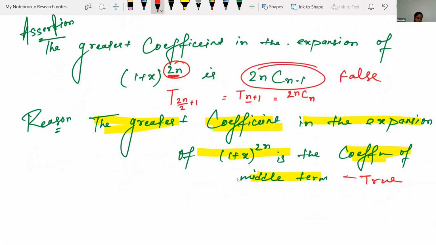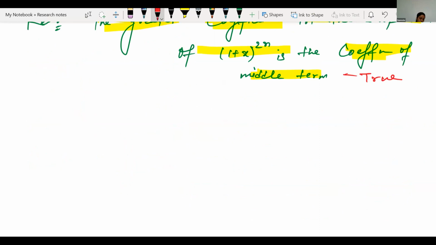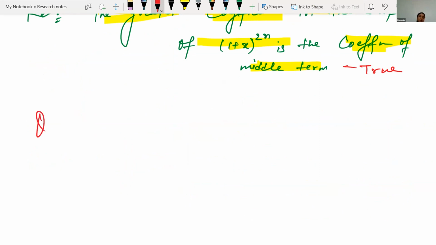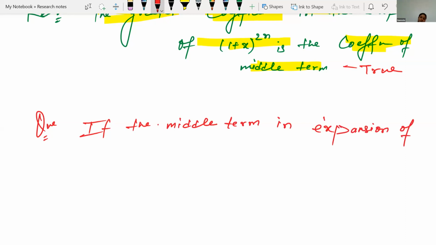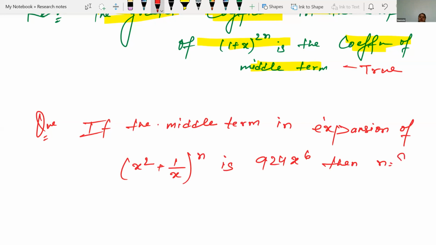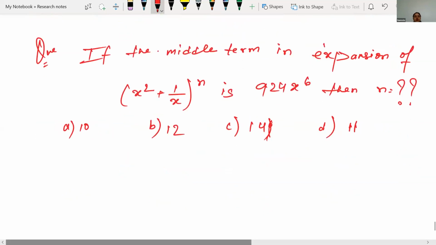Let's move ahead. If the middle term in the expansion of x square plus 1 by x to the power n is 924 x to the power 6, then n is equals to, options are 10, 12, 14, 11. Which option is the correct option?